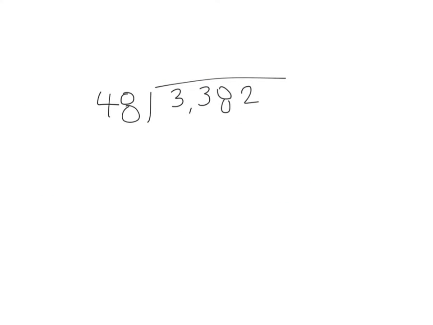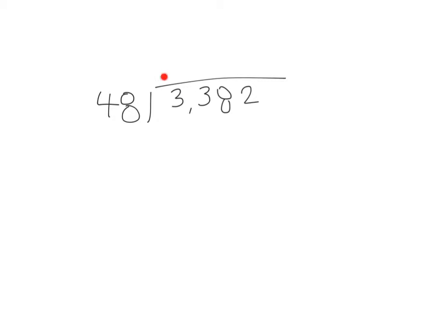So when we have a division problem like this, 3,382 divided by 48, what's the first step that usually goes through your head? What's the first thing you need to do? Daniel? Yeah, you first have to figure out which place value your quotient needs to start with.